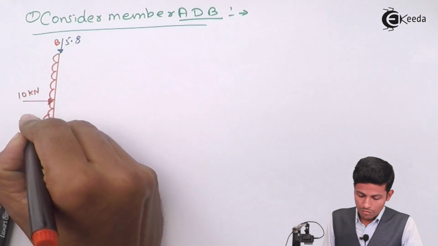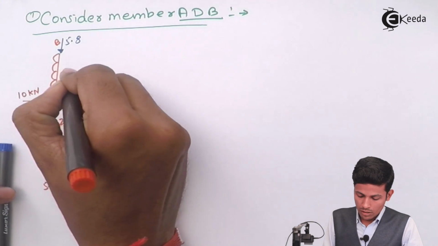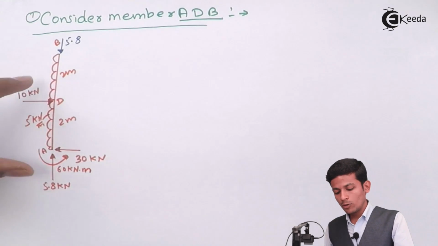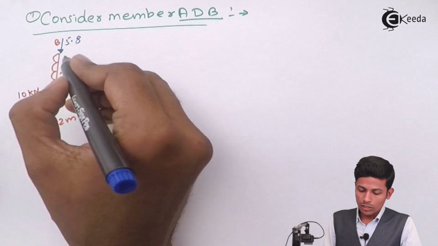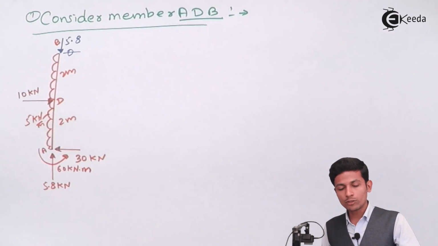And this is also going 5 kilonewton, 2 meter and D. This is also 5 fours are 20. Then 20 goes this side. 20 plus 10, 30. 30 will go this side. So that's why it will balance. This value will be 0, because this will balance over here only.